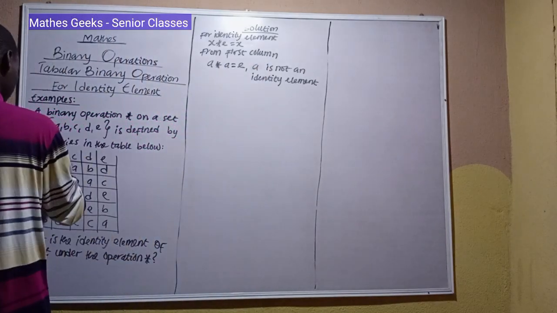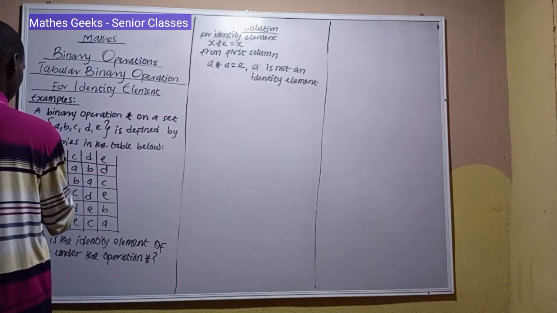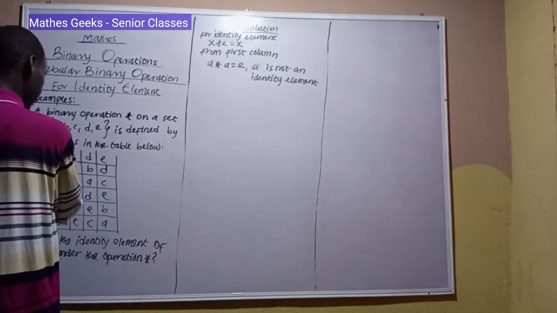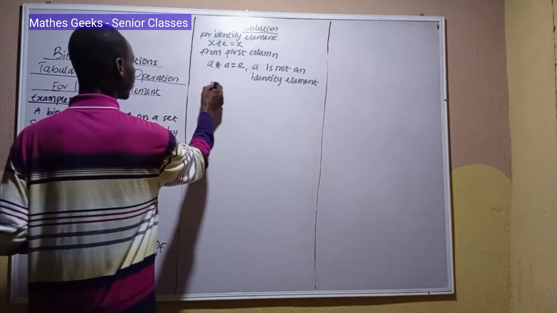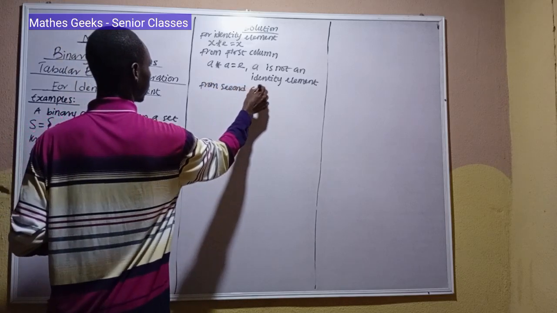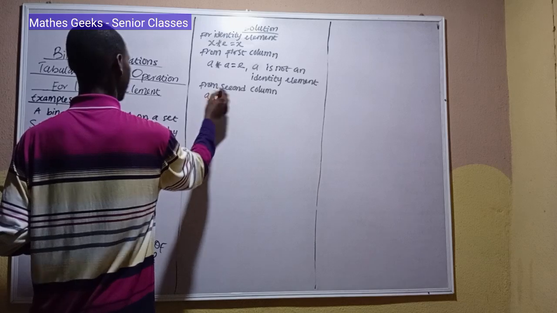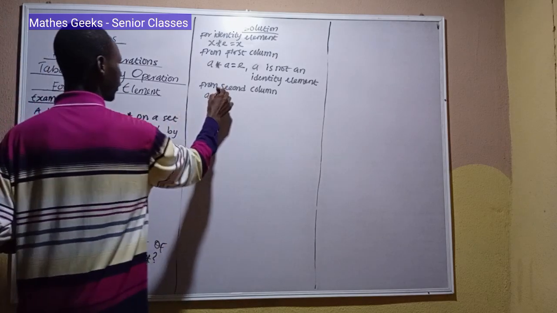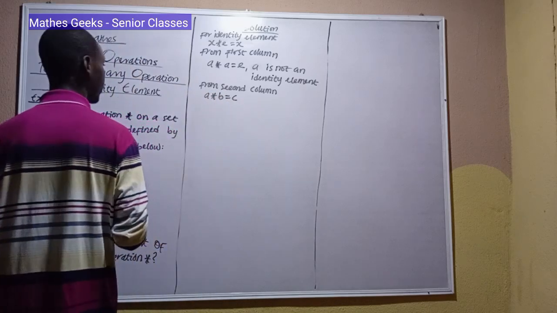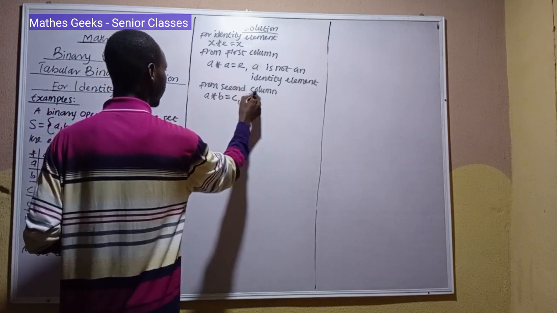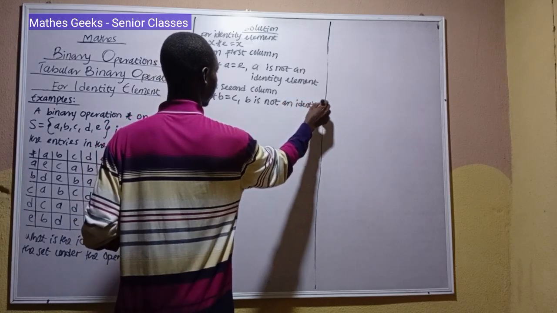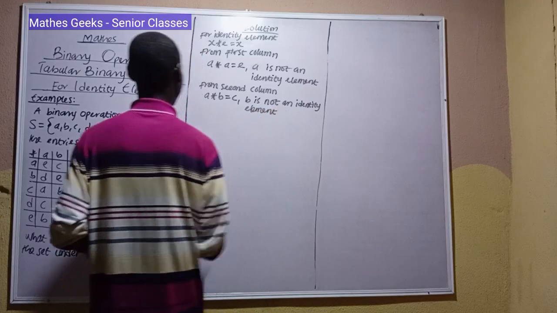So let's move to the second one. From the second column, a star b gives us c. If b were an identity element, a star b would be equal to a, but a star b is equal to c. So b is not an identity element.